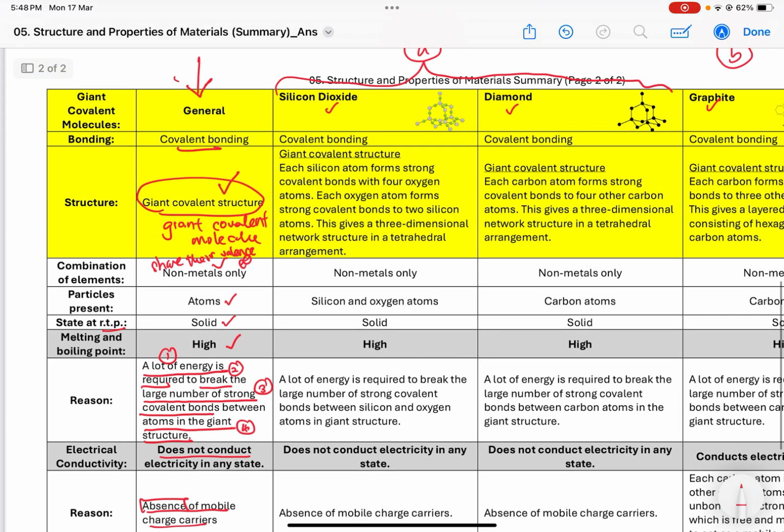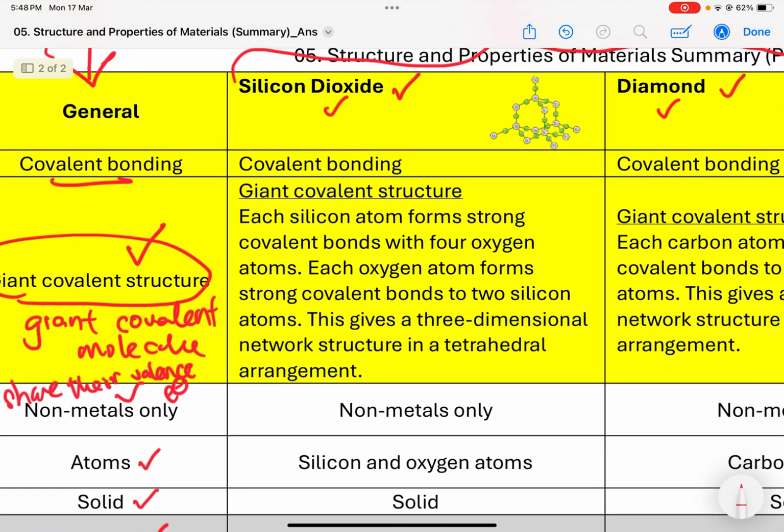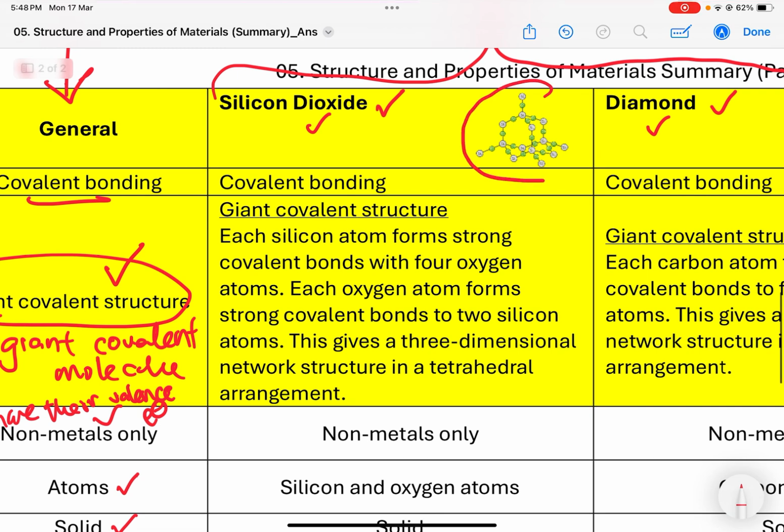Now let's go into specific giant covalent structures: silicon dioxide and diamond. For silicon dioxide, what is the giant covalent structure that we are describing? First up, this is the structure of silicon dioxide. Let's look at this description here. Each silicon atom forms strong covalent bonds.